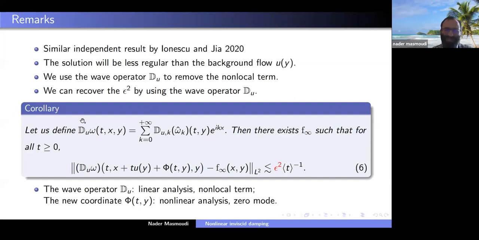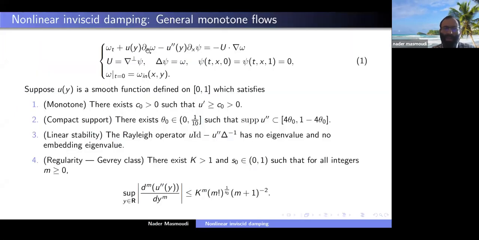So now if one applies the wave operator to omega, then we recover the epsilon square, meaning that when you take the wave operator applied to omega, it evolves as a nonlinear term. Whereas omega itself, even if you make a change of coordinate, you cannot get rid of this linear term. So you need the wave operator to get rid of this linear term.